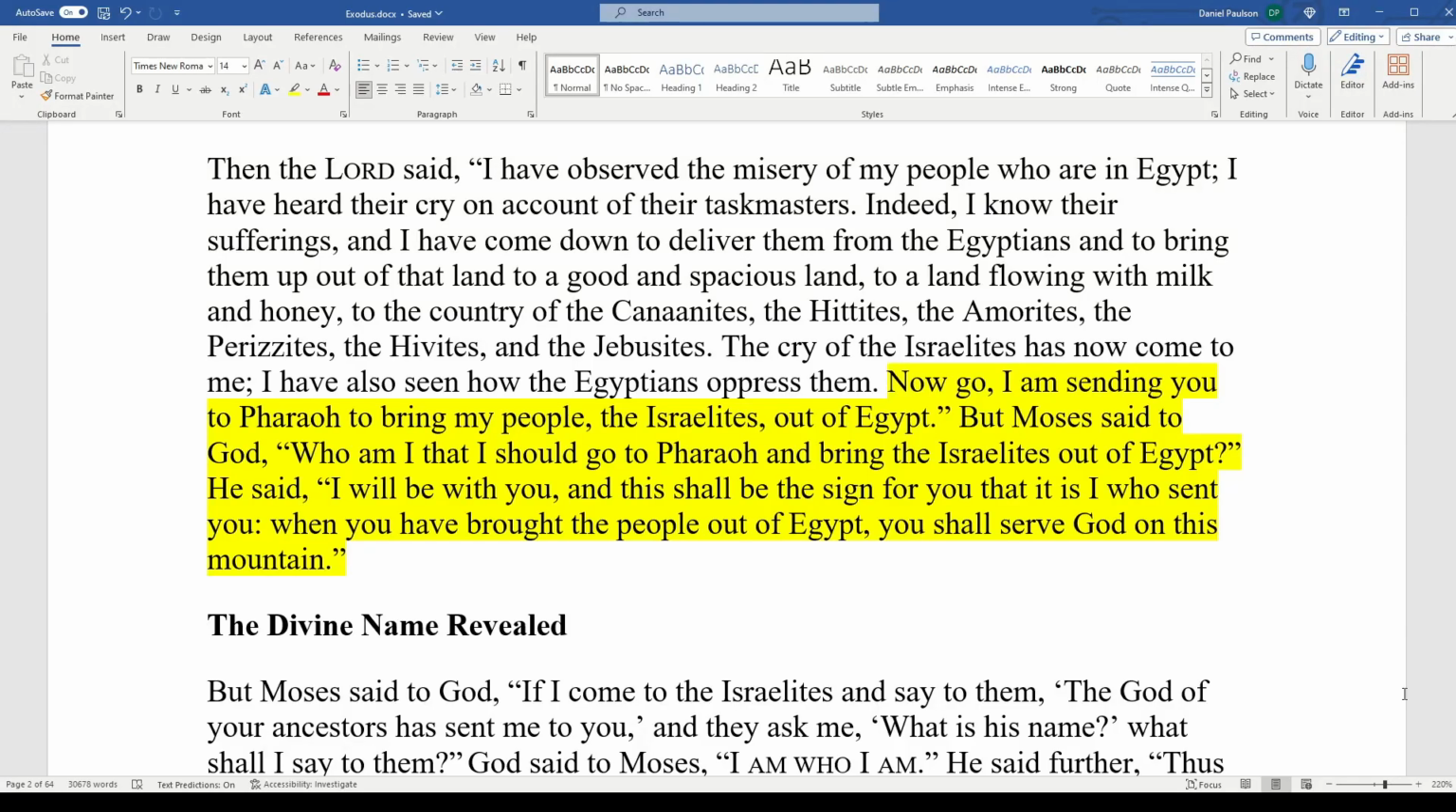All right, so here we have the Lord has just told Moses, I see the pain of my people down there, and he addresses him here. Now go, I am sending you to Pharaoh to bring my people, the Israelites, out of Egypt. But Moses said to God, who am I that I should go to Pharaoh and bring the Israelites out of Egypt? And the Lord told him, I will be with you, and this shall be the sign for you that it is I who sent you. When you have brought the people out of Egypt, you shall serve God on this mountain.